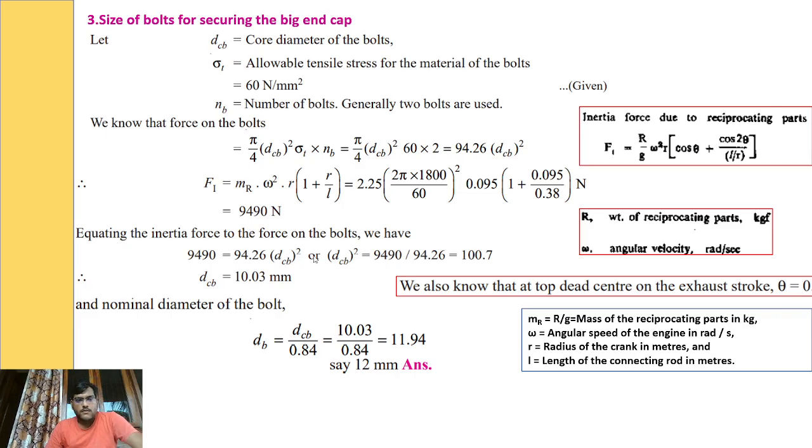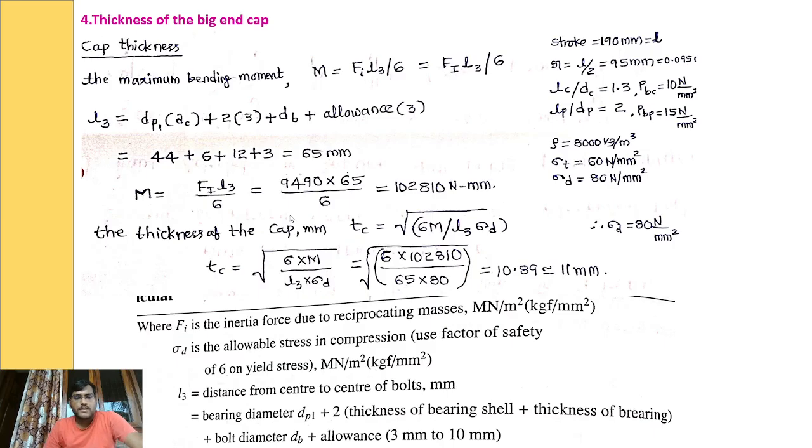Right. Next one is the fourth one, thickness of the big end cap. See, here also this is the direct formula available in the Mahadevan data book. Cap thickness. TC is equal to root of 6M by L3 sigma d.